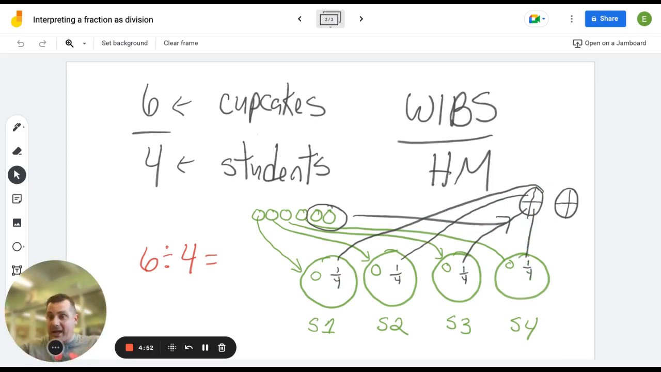Now that 1 cupcake I already shared out, but I have another cupcake left over here. Now that cupcake, I'm going to take my fourths and do the same thing. That's a fourth, all right? And I'm going to give out those 4 pieces here. So now you will see I had 1 whole cupcake and 1/4 and 2/4. 1 whole cupcake, 1/4, 2/4, for each student.